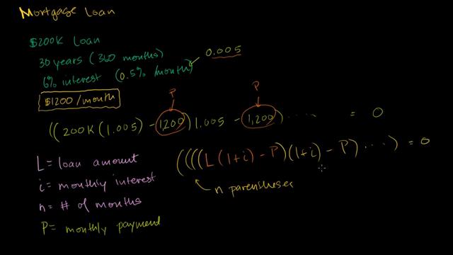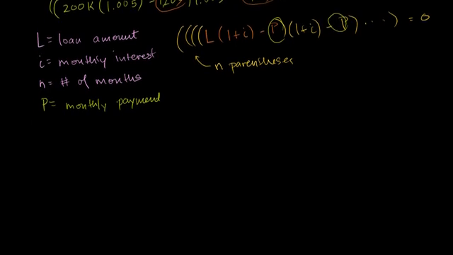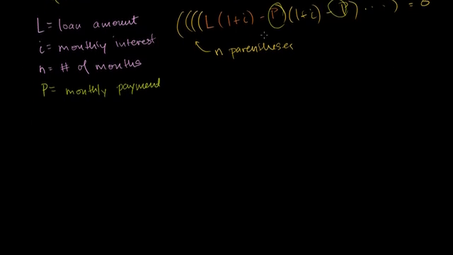So my question, the one that I'm essentially setting up in this video is, how do we solve for P? If we know the loan amount, if we know the monthly interest rate, if we know the number of months, how do you solve for P? It doesn't look like this is really an easy algebraic equation to solve. So let's see if we can make a little headway. Let's see if we can rearrange this in a general way.